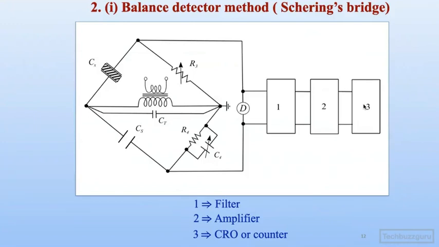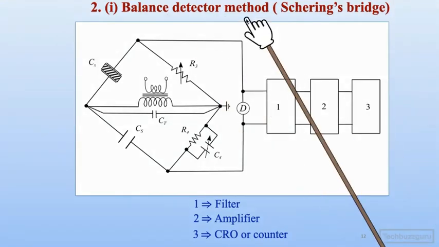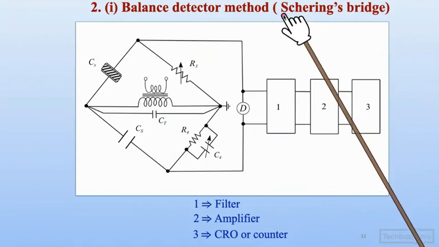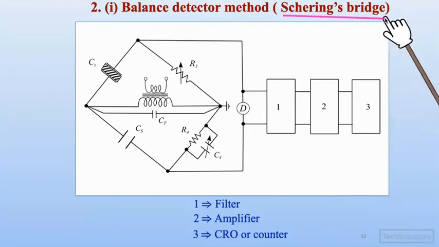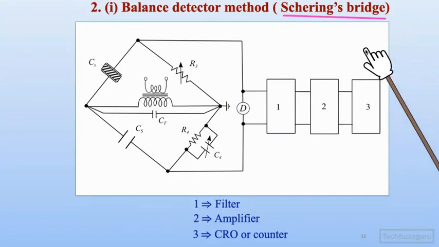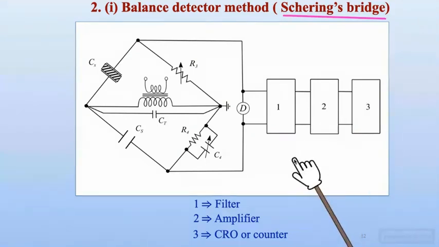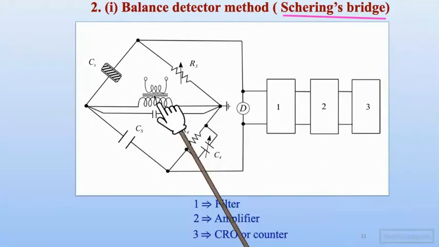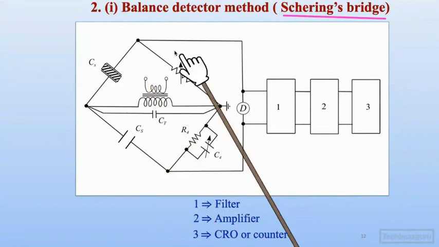Let us move ahead with the balanced detector scheme. Okay, so the balanced detector scheme utilizes the Schering bridge as a basic bridge with some modifications to it, right? So what are the components of the Schering bridge? You can clearly see they are indicated over here. This is a basic Schering bridge.